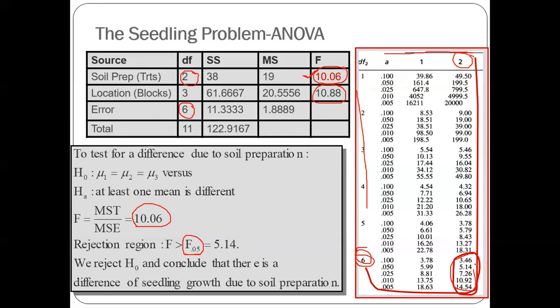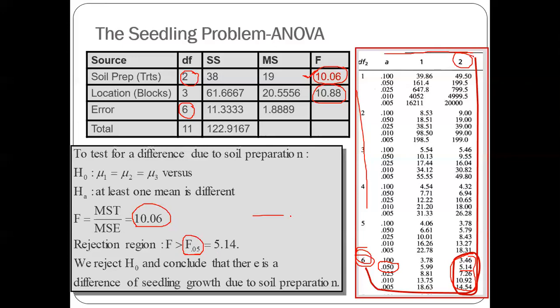Okay, now they give you the alpha value is 0.05. So you must refer to the alpha that is 0.05. So the F value is 5.14. Okay, so now the value of the F statistic of your treatment is 10.06, and the value that has been measured in our F table is 5.14.